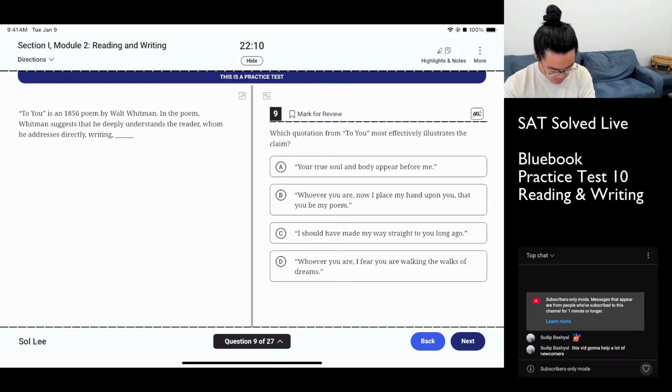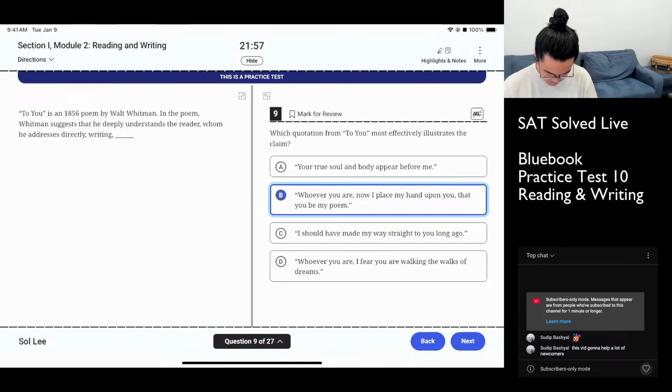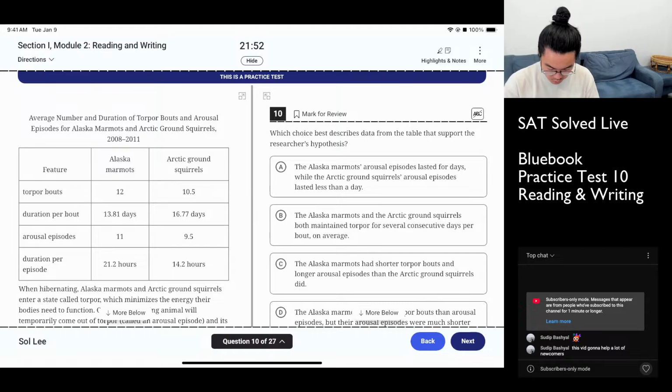To you, Whitman addresses the reader directly, telling them he deeply understands them, and he says, "I deeply understand you. Your true self appears to me." Yeah, I deeply understand you. Okay, number 10.